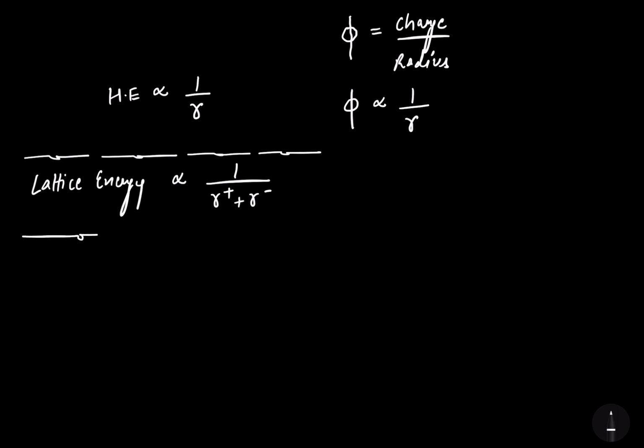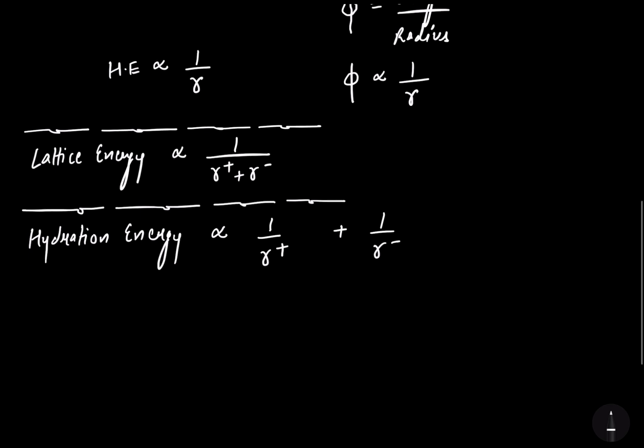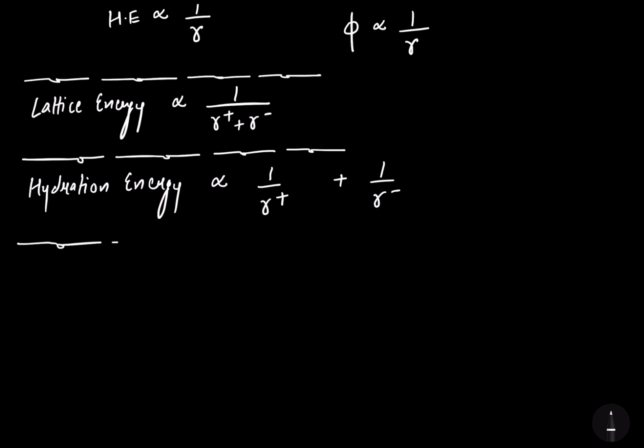But very importantly, in case of hydration energy, please pay attention. In case of hydration energy, it is the process of breakage of lattice. So hydration energy is inversely proportional to the radius of cation plus radius of anion. So these two things are very different. Please don't get confused. Now, we are going to discuss in detail about this point. The hydration energy is inversely proportional to the radius of cation plus radius of anion.